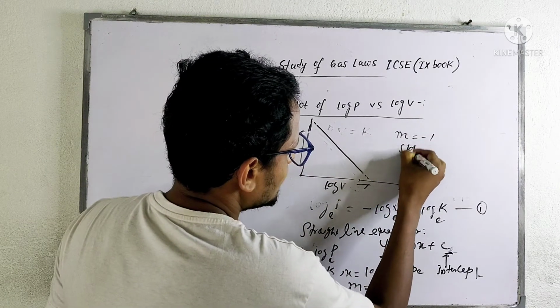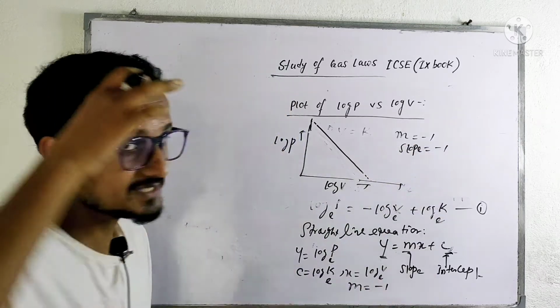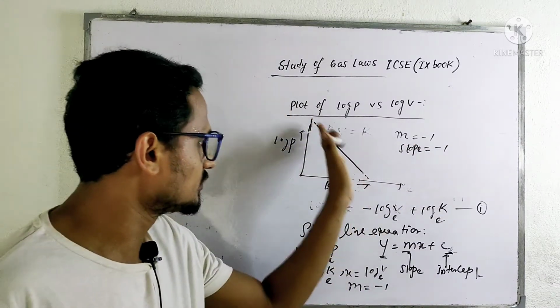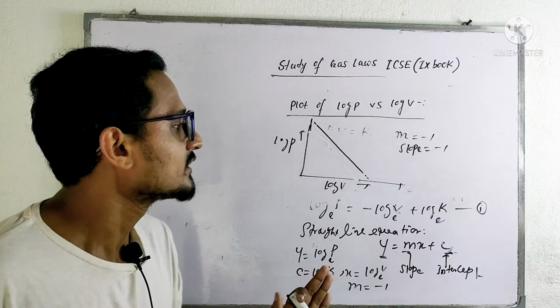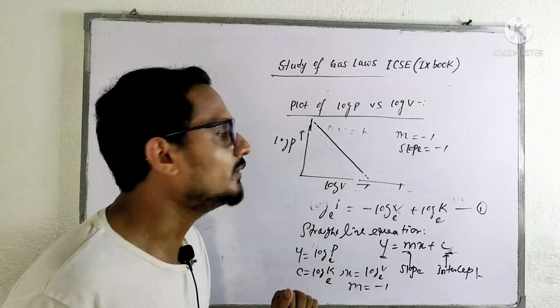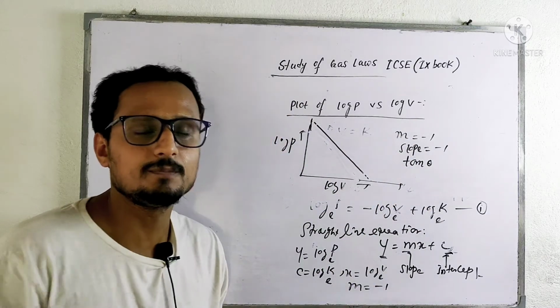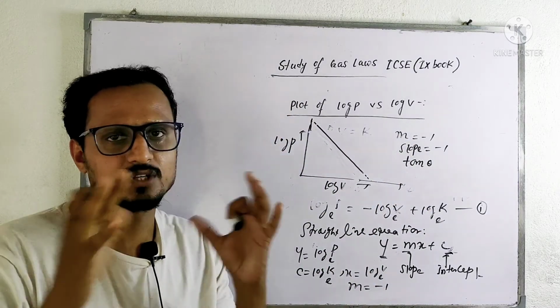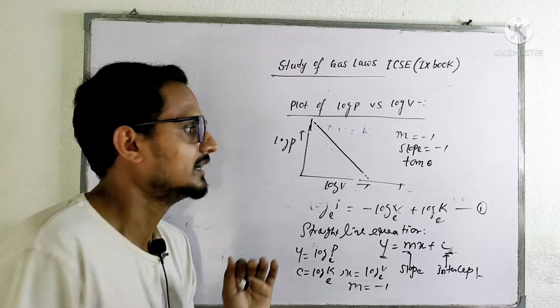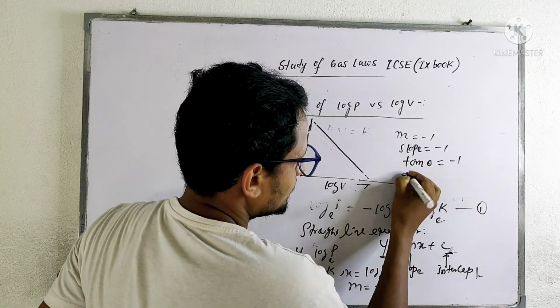That means slope is minus 1. Why does the curve look like this one, not like that? Slope is minus 1. Now slope can be determined by the formula tan theta. That means slope is equal to tan theta. This one we have to keep in mind. Slope is equal to tan theta. Now tan theta equal minus 1.